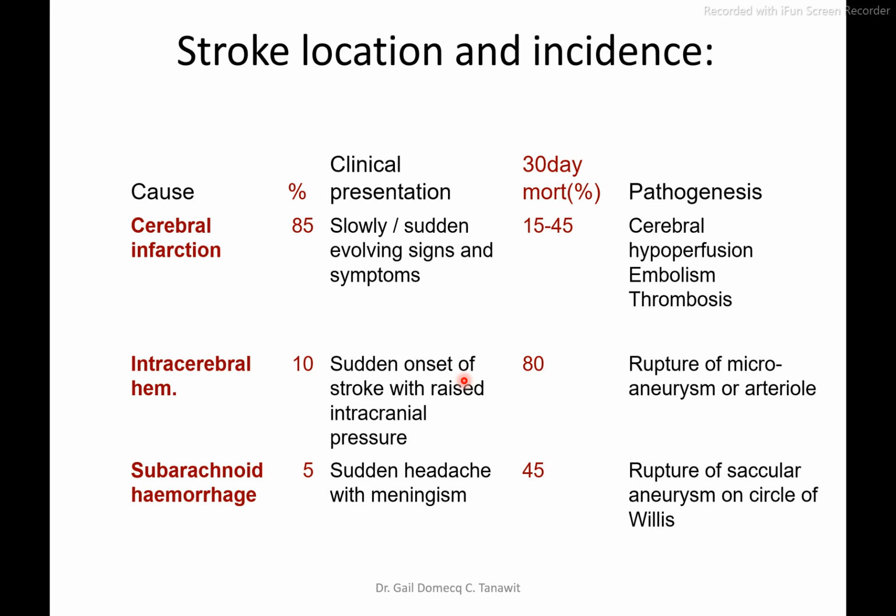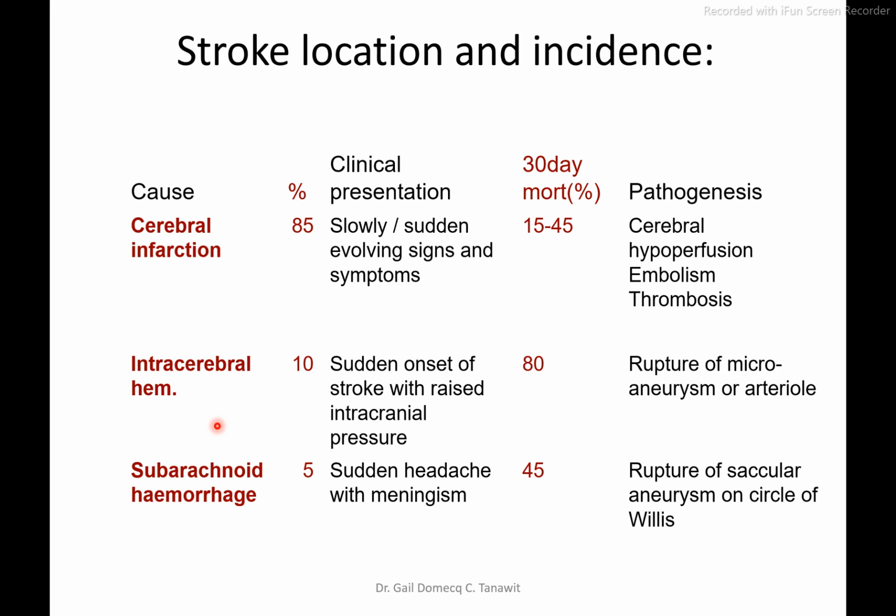So these are the stroke location and incidence. Cerebral infarct, the most common. It's slow, sudden, involving signs and symptoms, with 30%. However, the mortality rate is quite low. Common siya, pero mabuti na lang hindi masyadong mataas yung mortality for that. Usually cerebral hypoperfusion, embolism, and thrombosis.